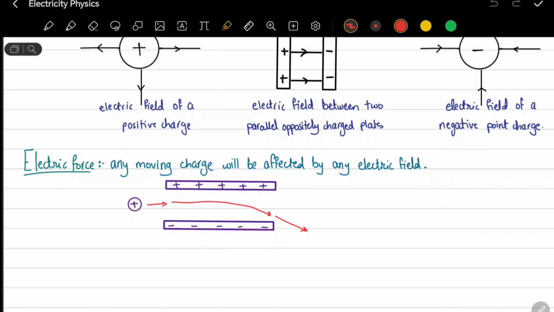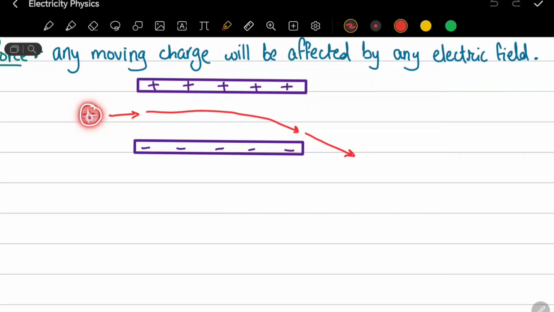Now discussing the electric force, any moving charge will be affected by any electric field. For example, have a look at this. We have a positive charge moving in between two electric plates that are both charged. This charge will experience a force, and since it's positive, it's going to be attracted towards the negatively charged plate. So it's going to move downwards towards it.